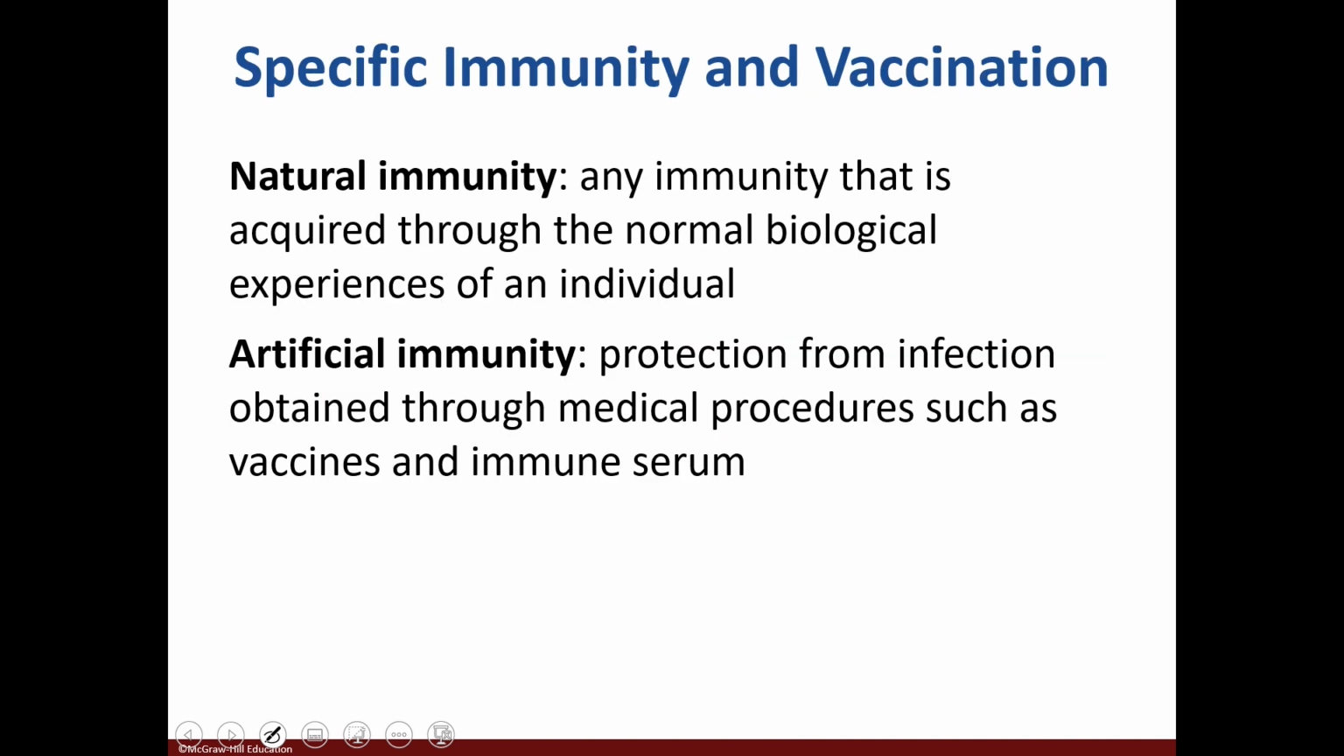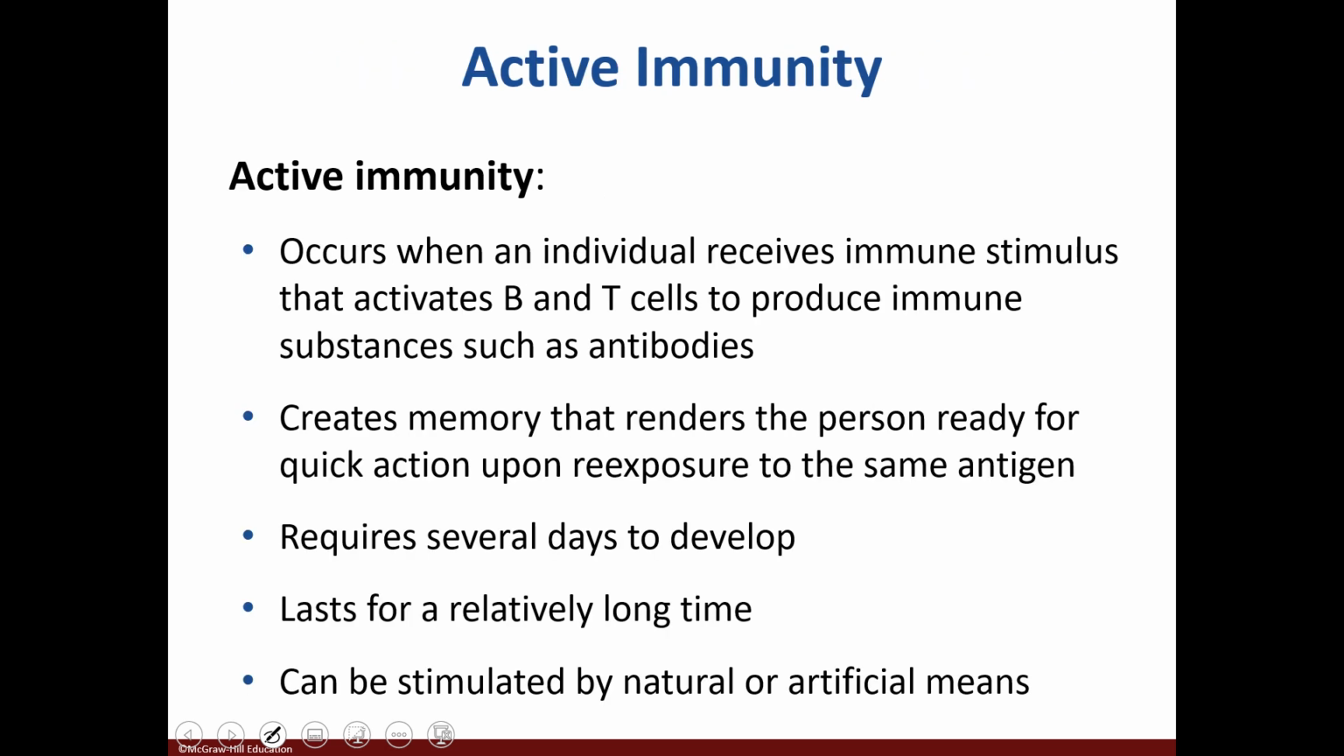Let's discuss immunity and vaccination. Natural immunity is acquired when we get sick, while artificial immunity arises from vaccinations or immune serum. Active immunity is acquired whenever an antigen activates the lymphocytes. It generates memory so that the next time we see the antigen, we can mount a quick response. This requires time to develop, but lasts a long time. It can be generated by natural or artificial means.